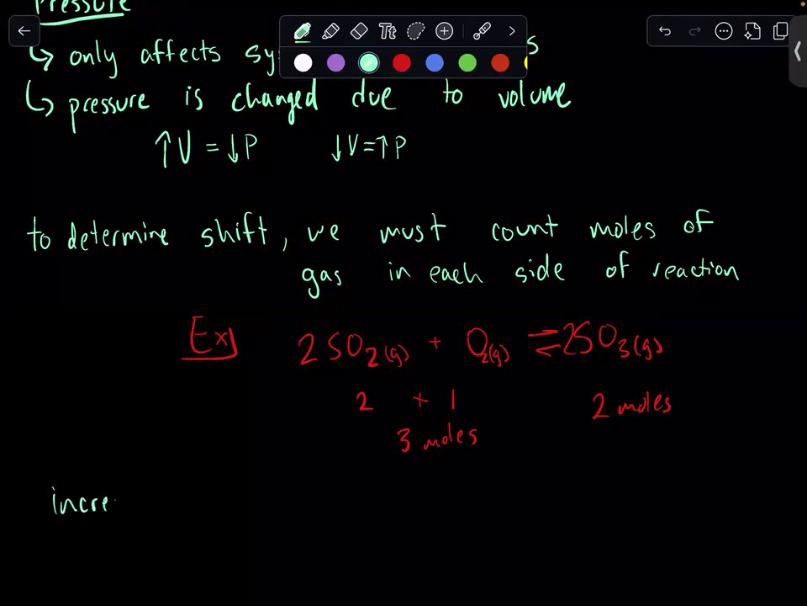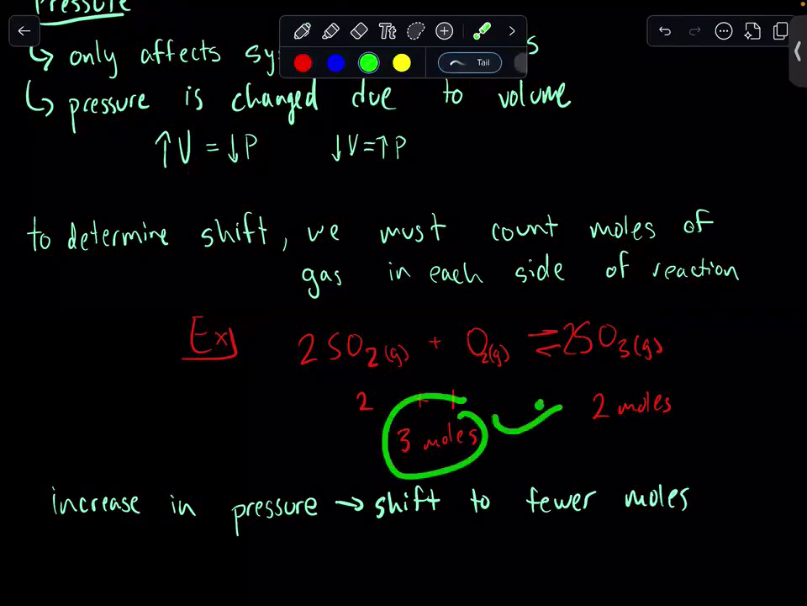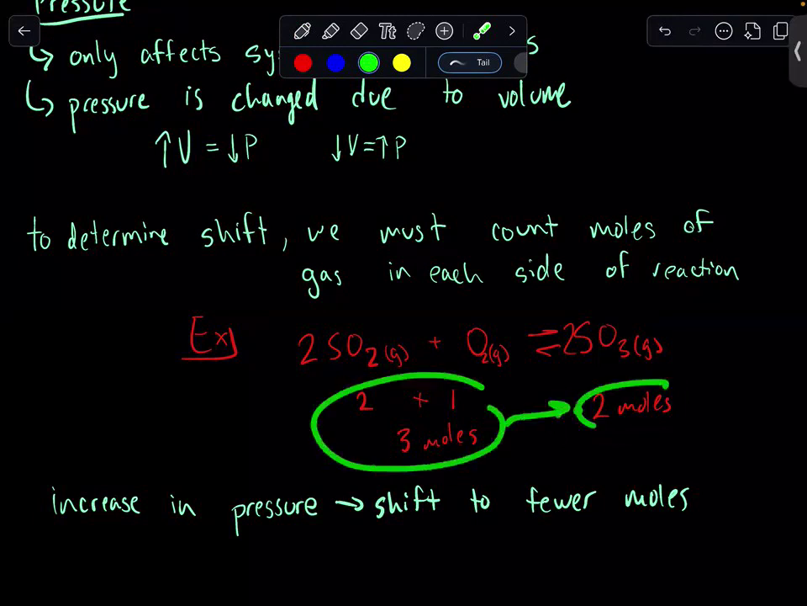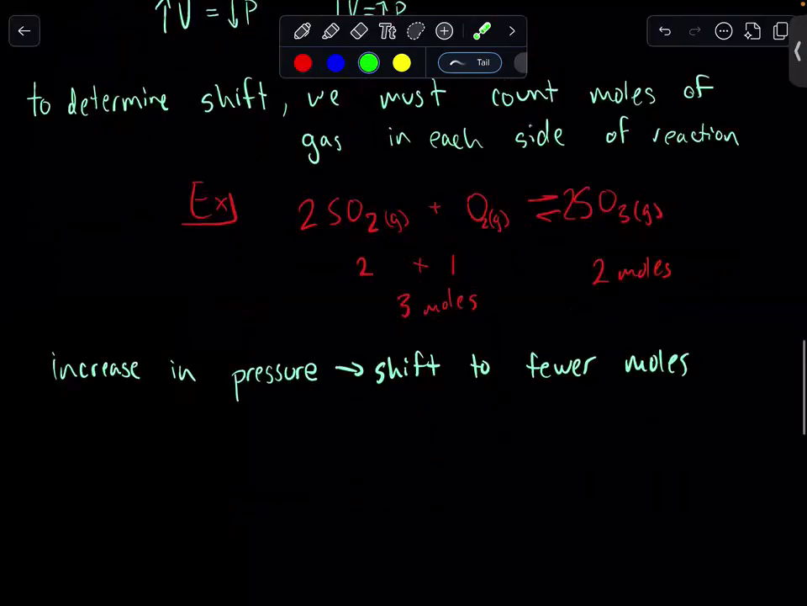increase in pressure, so the system is feeling more pressure and it wants to reduce that, it will shift to fewer moles. Because if we increase the pressure, converting 3 moles to 2 moles decreases the amount of gas in the chamber, and therefore the pressure will be relieved somewhat. So to resist, we're going to shift to the fewer moles when we have an increase in pressure.